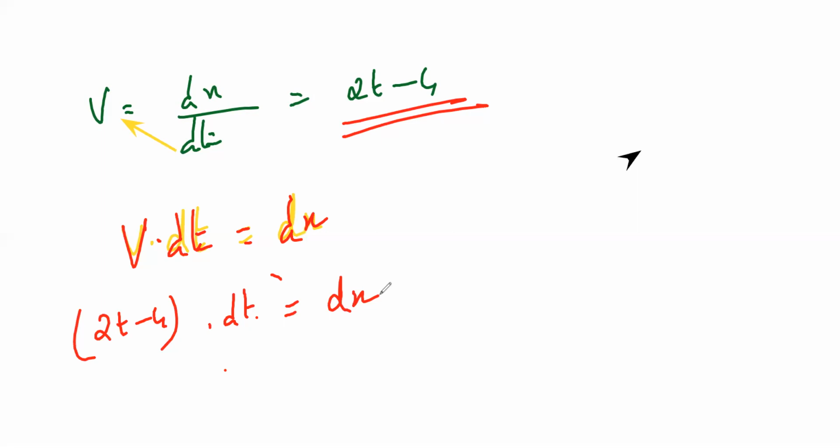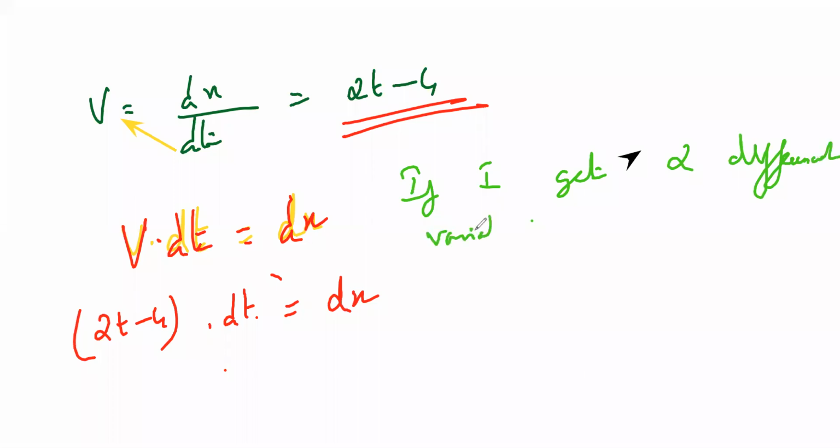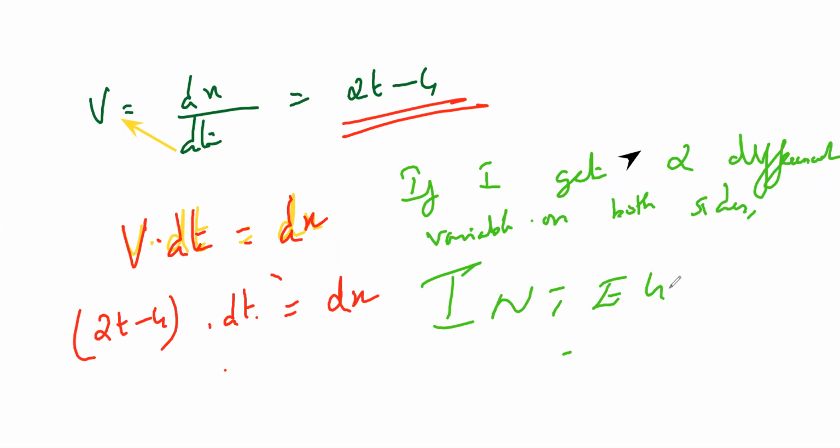Now, if I want to find x from this, I have to remove this dx, correct? How do I remove this dx? If I get differentiation variables on both sides, without thinking, integrate on both the sides. So just put the integration symbol, that's it. This is called simultaneous integration.